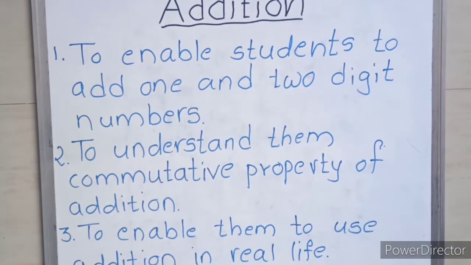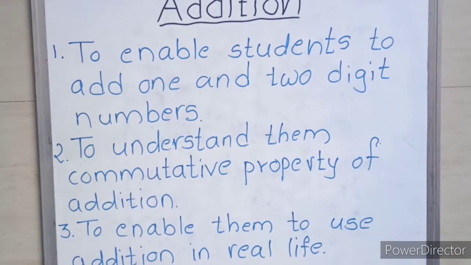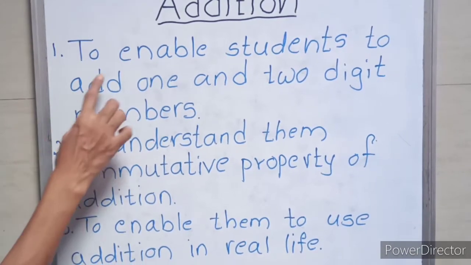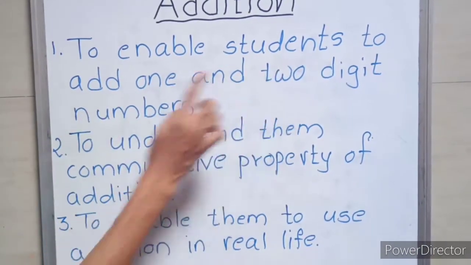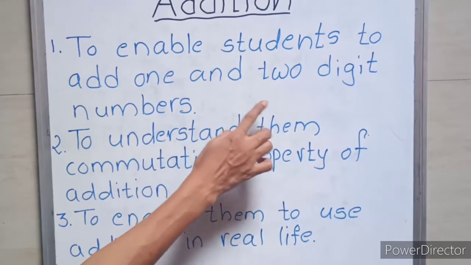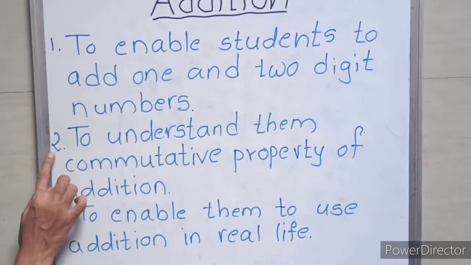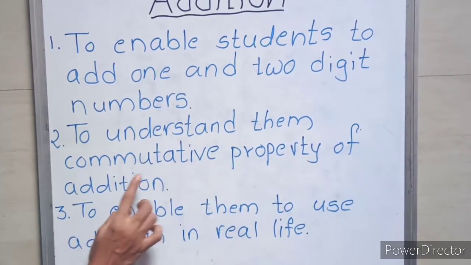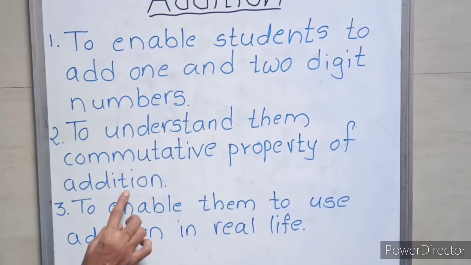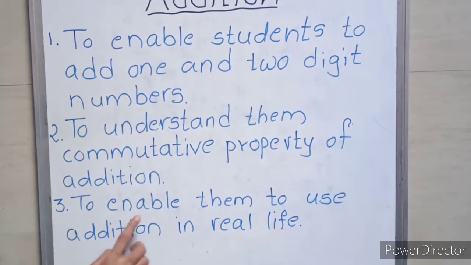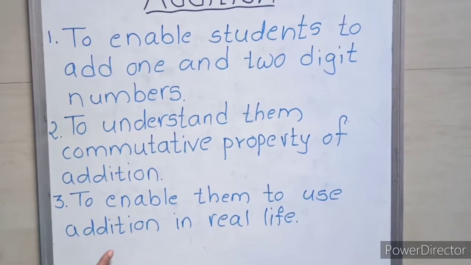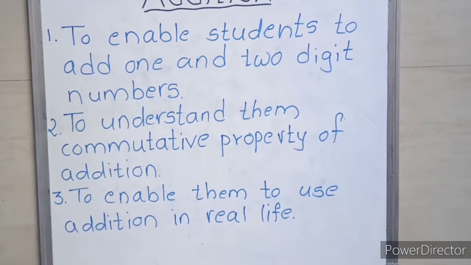Before starting our lesson, we will see the objectives. First, to enable students to add 1 and 2 digit numbers. Second, to understand the commutative property of addition. Third, to enable them to use addition in real life.